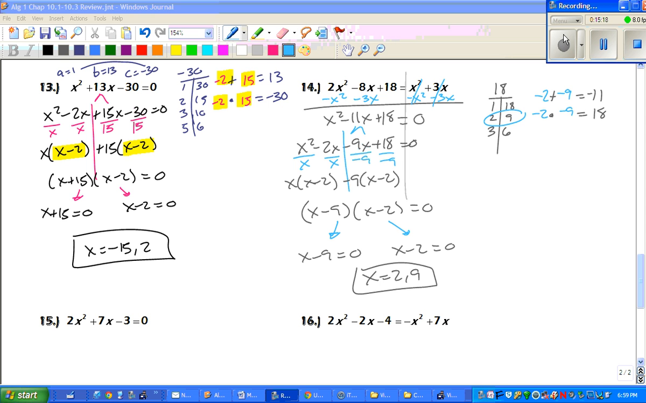Okay, so you should have gotten the combination of -2 and -9. Split the middle term. Take out the GCF. You get x minus 2 for both of them, so it shows that I did it right. And then set everything with a variable equal to 0.